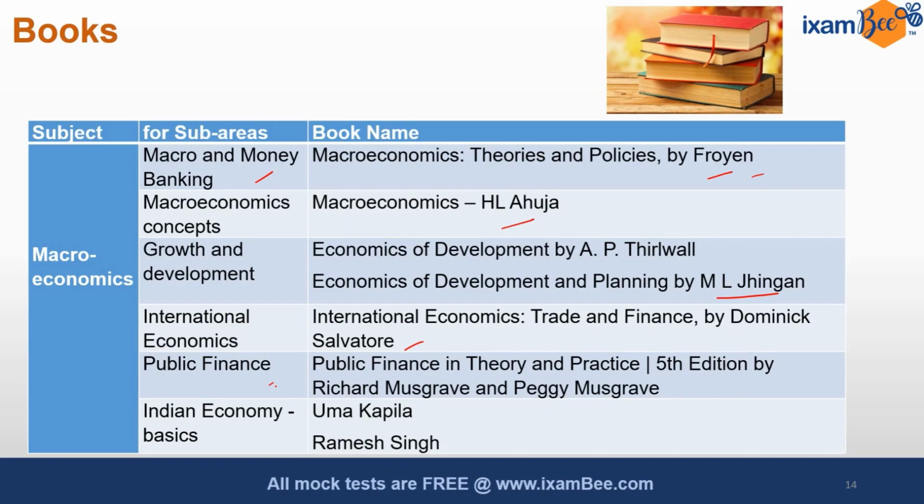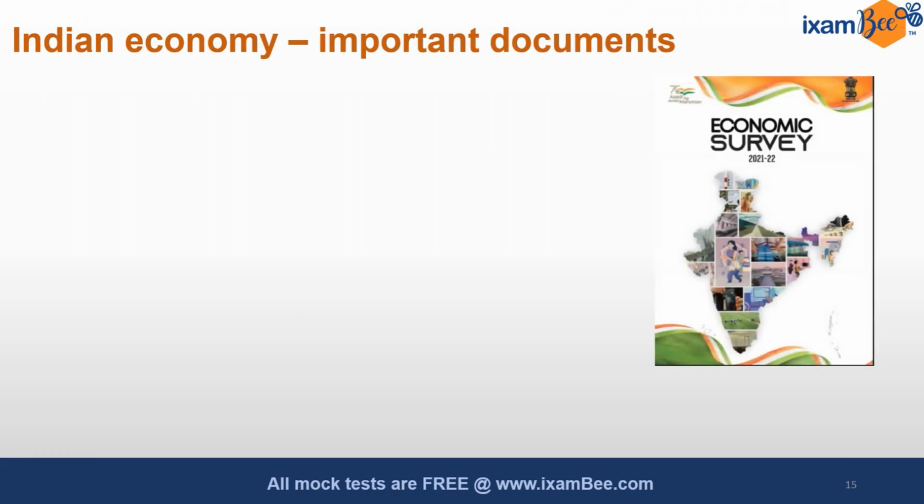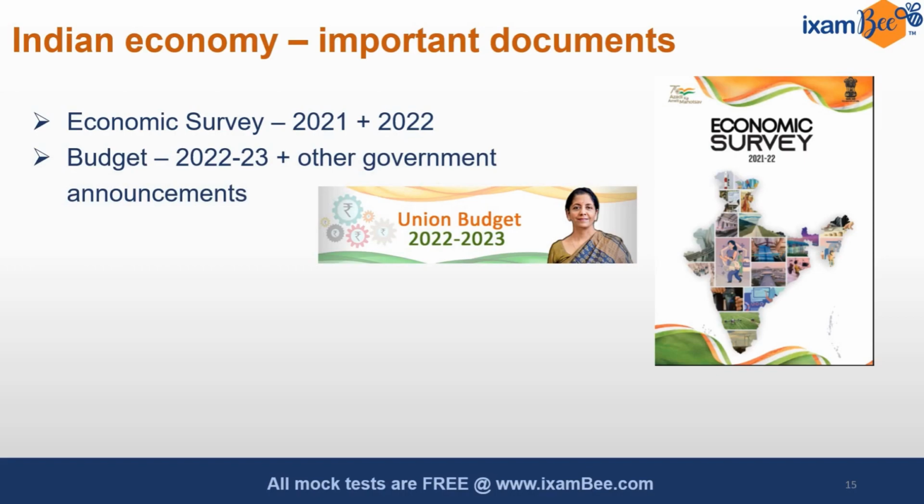However, too much detail for public finance is not really required for theoretical purposes. It is more important from the current affairs point of view, and referring to Indian government documents like the economic survey and union budget becomes much more important. Indian economy, if you want to know the basics and revise the basics, then you can refer to these simple books by Uma Kapila or Ramesh Singh. However, if you know these basics, more important is to refer to important documents like the economic survey, at least cover for 2 years, the current definitely 2022, but you can also refer to certain chapters of 2021 which are relevant even today. Then the union budget and any other announcements by the government if they keep coming out till the exam.